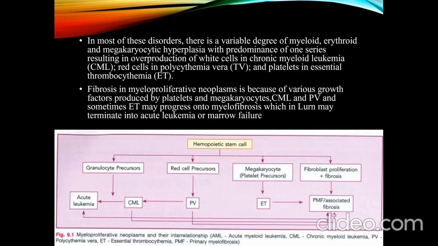Fibrosis in myeloproliferative neoplasms is because of various growth factors produced by platelets and megakaryocytes, in CML and polycythemia vera, and sometimes in essential thrombocythemia. It may progress onto myelofibrosis, which in turn may terminate into acute leukemia or marrow failure.